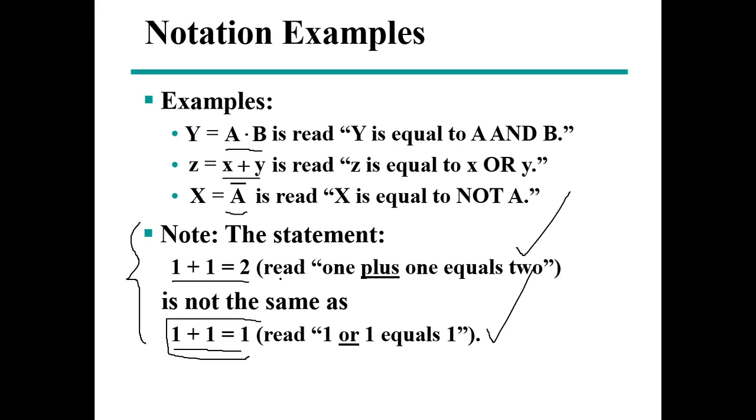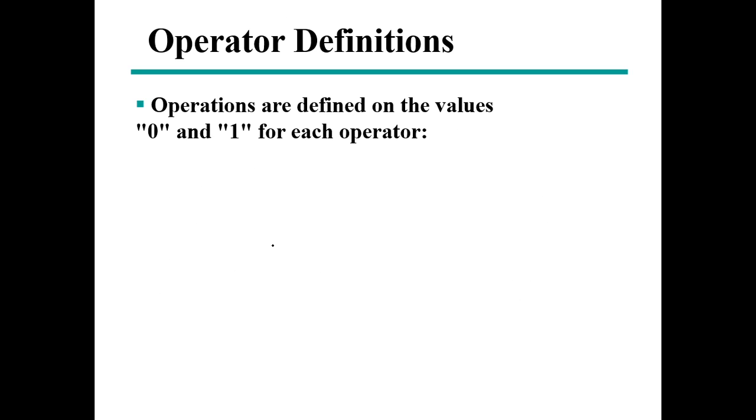This is also correct. 1 plus 1 is equal to 2. In arithmetic, 1 plus 1 is never equal to 1. In boolean algebra, 1 or 1 is equal to 1. So this is correct in the context of boolean algebra, and this is correct in the context of normal arithmetic. I hope you remember these things. We have discussed these things once.